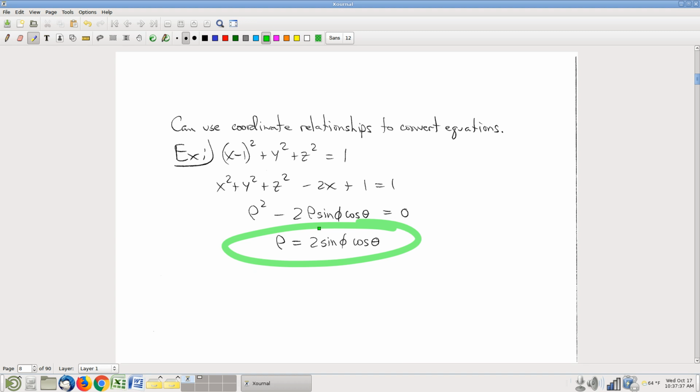Straightforward process. Okay, let me take a pause. Any questions before I go on? The integrals.